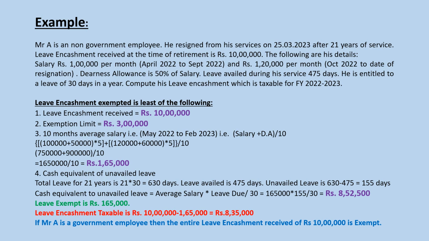Leave encashment taxable is 10 lakh which he has received, minus leave encashment which is exempt, that is 1,65,000, you have to reduce. So 8,35,000 is your taxable leave encashment. Now, if Mr. A is a government employee, then the entire leave encashment received of rupees 10 lakh is exempt.